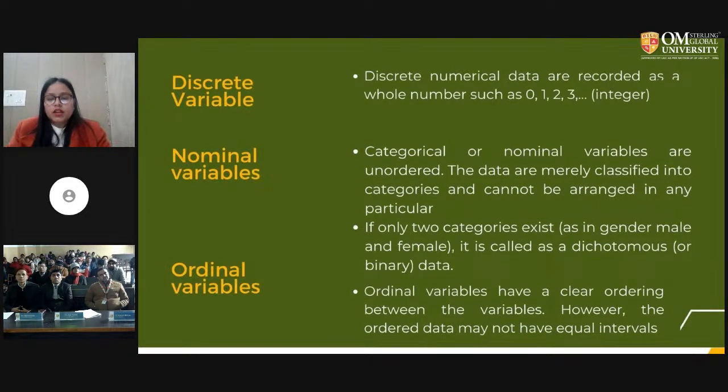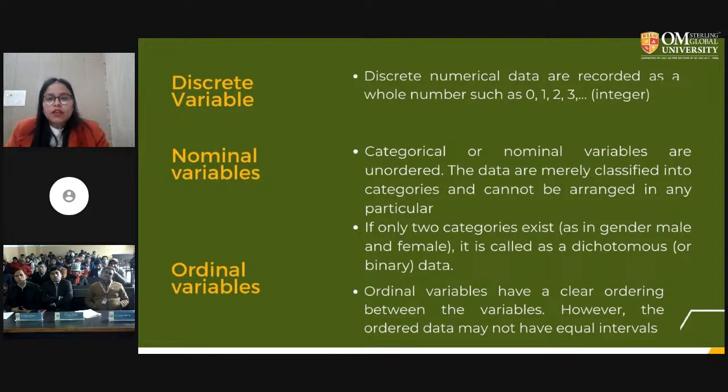Now I'm going to discuss various kinds of variables, like discrete variable. Discrete is something which is in whole numbers. For example, a discrete variable could be the number of respondents in a study. A discrete variable can be the scores which students have achieved in their class test or in their exams. So discrete numerical data can be recorded in whole numbers.